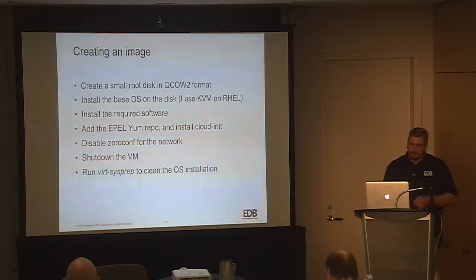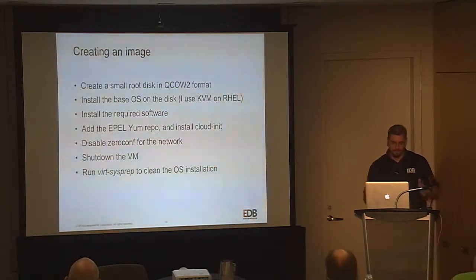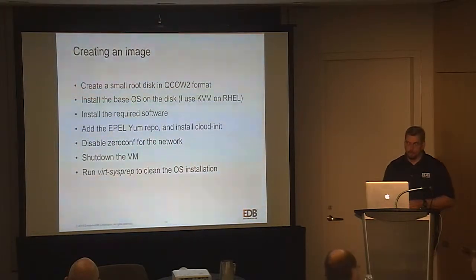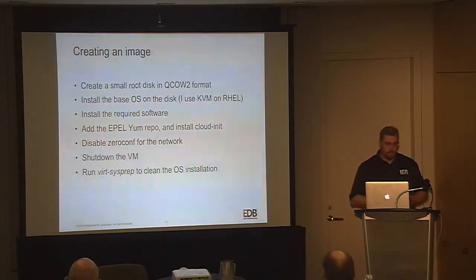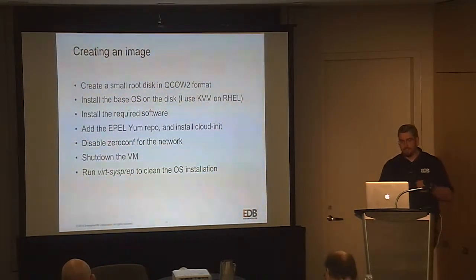One last thing, we disable zeroconf for the network. It just makes it actually work properly. Shut down the VM, and then we run virt-sysprep from the host machine that we've created the instance on. And that's going to go through the step that I mentioned, the cleanup routines, just to get rid of the log files, the bash history, and all those sort of things.